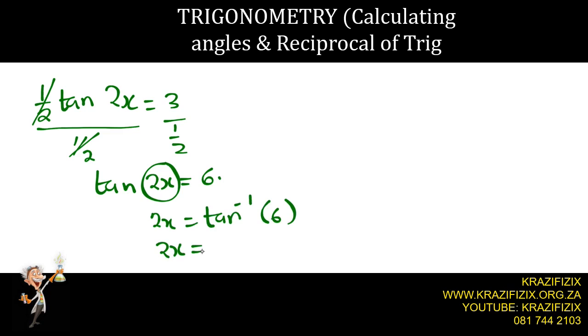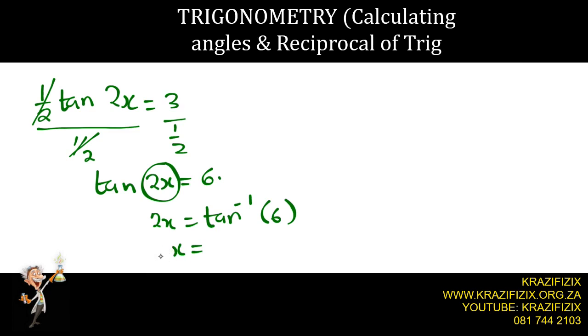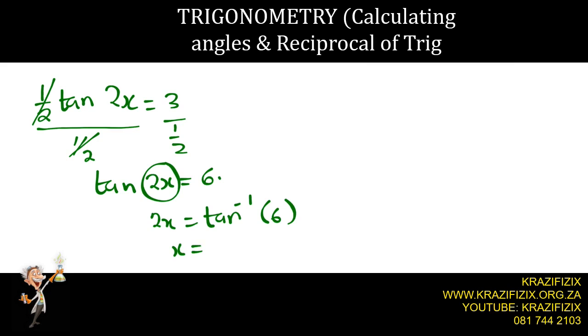So let's go do that. What do we have? Shift tan 6. 80,5. Oh, can we just divide? Alright, 80,5. Since mathematics is okay, whatever answer we get, can we just divide that answer now by 2? Now we're getting smarter with the whole steps. So what we have? 40,27. Don't forget degrees.